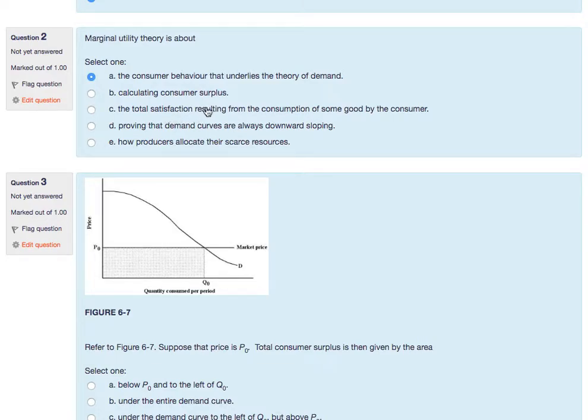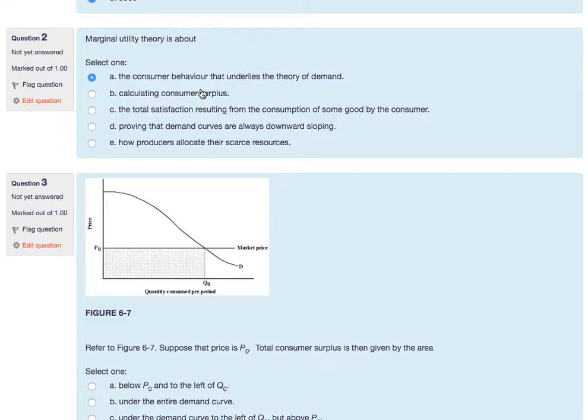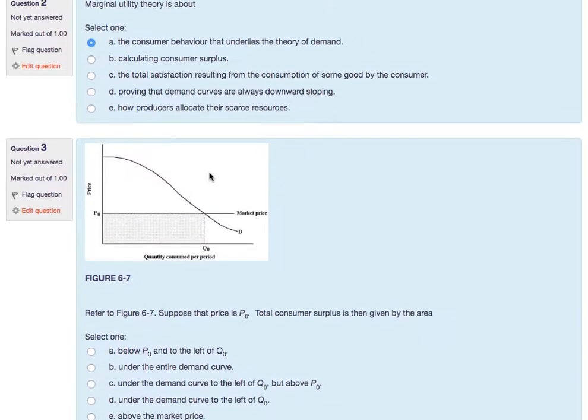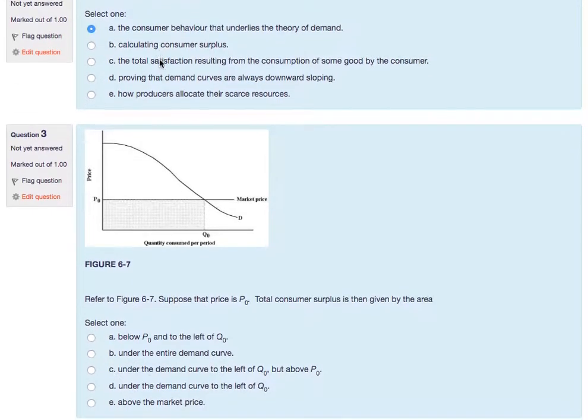It's the total satisfaction from consuming some good by the consumer. Well, total satisfaction would be that idea of total utility. Here we're talking about marginal. Proving the demand curves are always downward sloping? Well, it explains why it might be the case, but it doesn't really prove it. How producers allocate their scarce resources is not the right answer here. So maybe not the best question, but make sure you understand the basic concept of marginal and total utility.